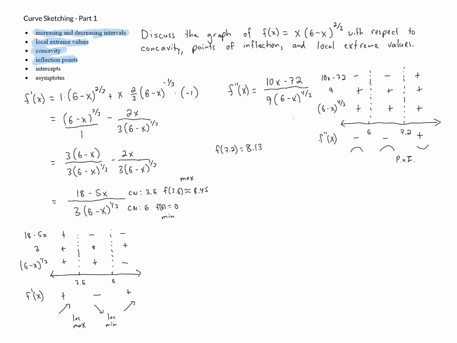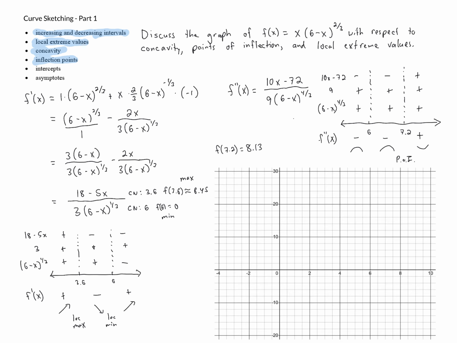All right, so we've got our inflection points and our local extreme values, and we know what's going on with the intervals increasing and decreasing and the concavity between those. Let's put this on some axes. All right, so what do we have? The points that we have are f of 6 equals 0. So that's the point 6, 0.